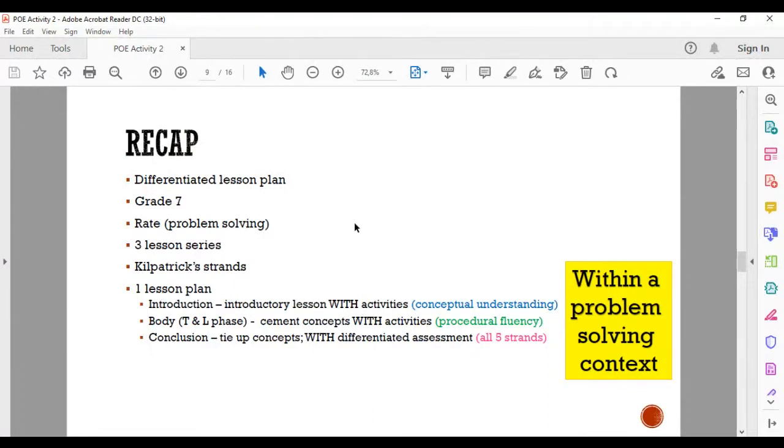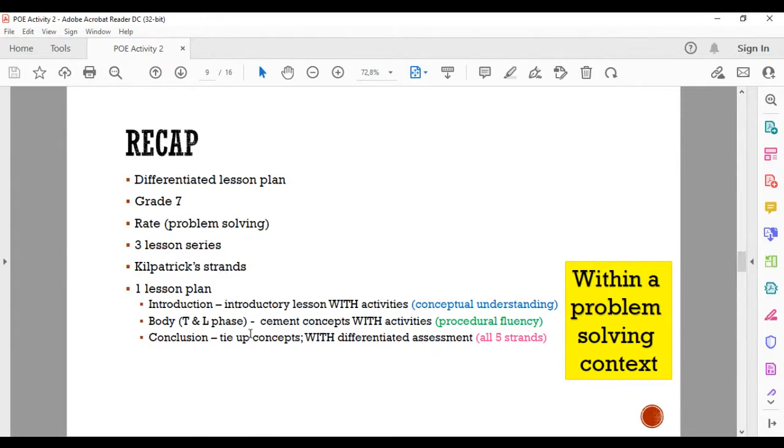This is just a recap that I've actually already done. It's a differentiated lesson. So within your lesson, you are already going to differentiate. It's for grade 7s on problem solving with the topic rate. You need 3 lessons in this series. And you also need to mention Kilpatrick's strands and where they fit in.